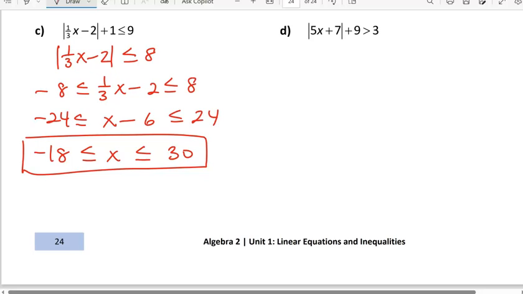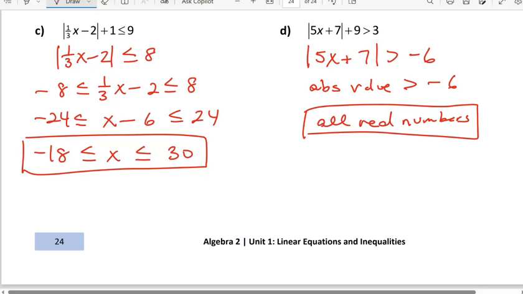Here's the solution to C. The absolute value of a number less than a positive number. That means that the inside of the absolute value has to be between that number and its opposite. Alright, last one to try on your own here is D. Pause the video while you try this one.